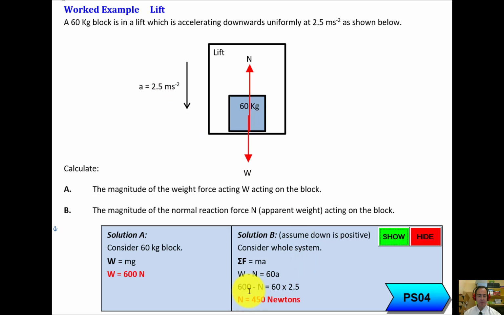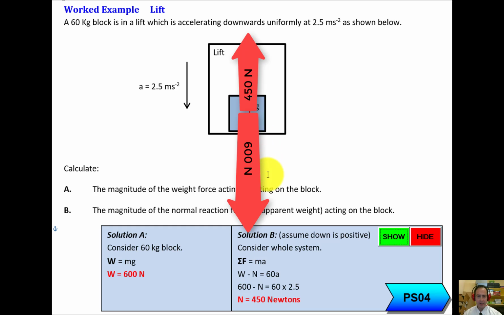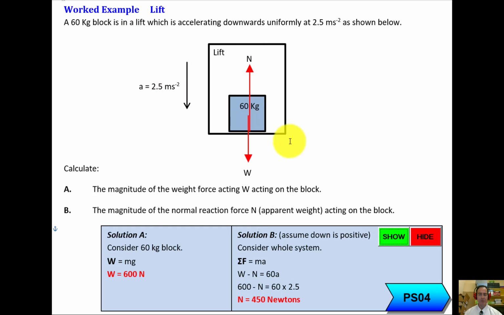Therefore 600 being the weight, which we previously calculated, minus the normal reaction has to equal 60 times 2.5, which is 150. Therefore that leaves a normal reaction of 450 newtons upwards. 450 up, 600 down, the net force is 150 newtons needed to accelerate the 60 kilogram mass at 2.5 meters per second squared.